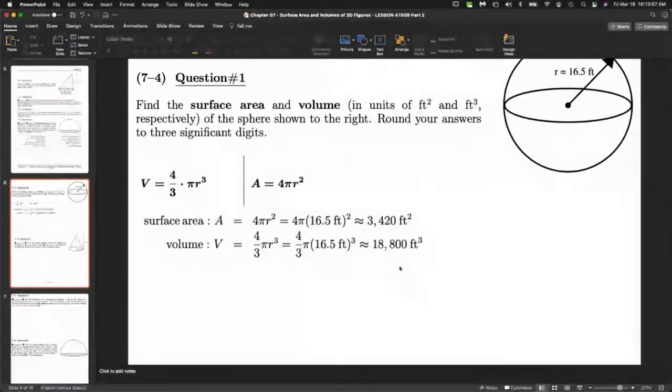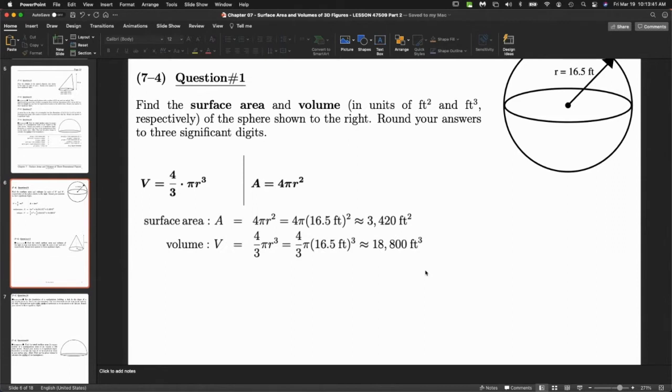So for 3 significant digits, we want to see to the nearest tens. And then for the volume, which is also what you would get on your calculator as reported in the chat in cubic feet, you want to go to the nearest 100 here because it's 3 significant digits. So although your calculator might report 18817 on the screen, you need to round it to 18,800. So I will post these solutions, as you're familiar with, at the end of the lesson today.